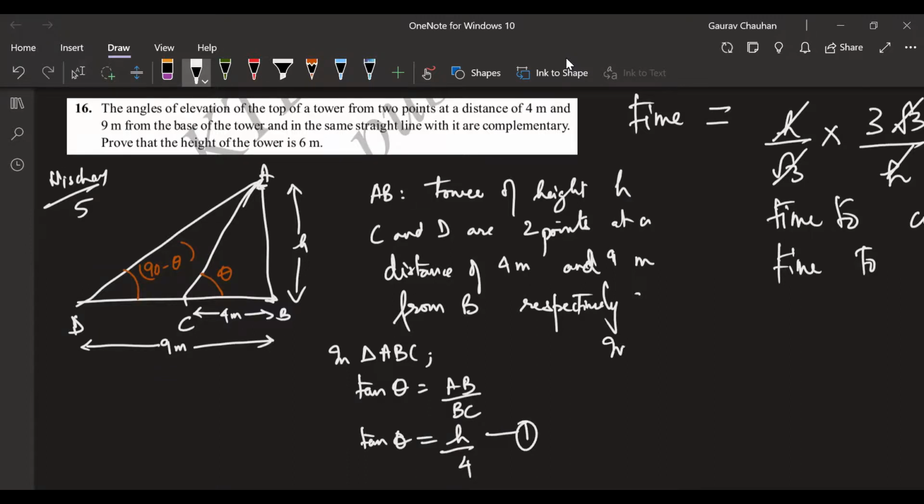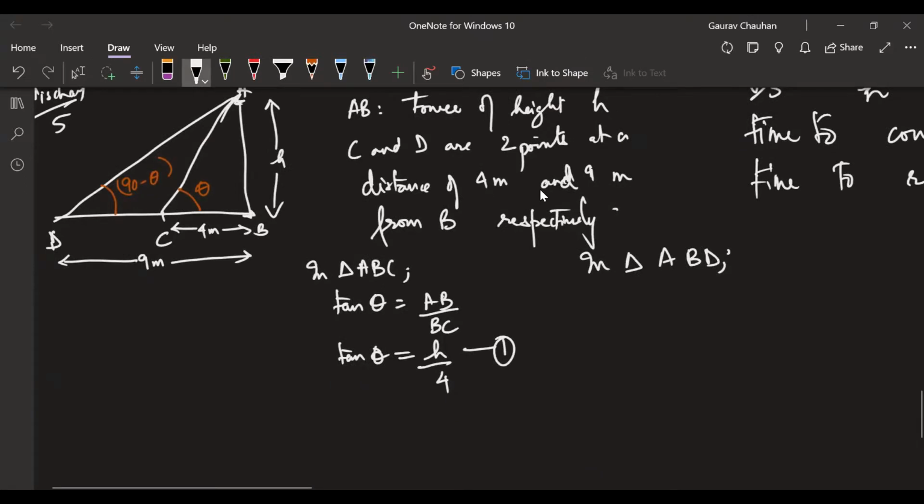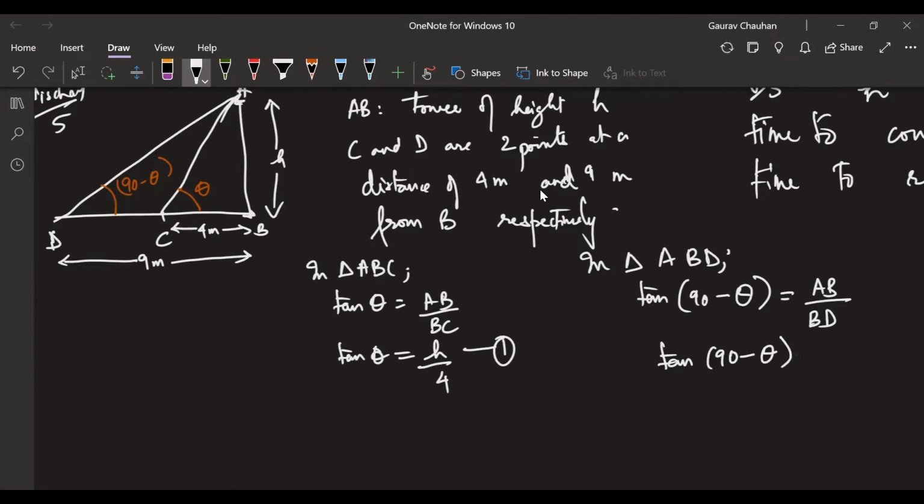That's my first equation. In triangle ABD, what do I get? In triangle ABD, I get tan of what? Tan of 90 minus theta, basically tan B, right? Tan of 90 minus theta is equal to AB by BD. So tan of 90 minus theta is equal to AB is h by BD is 9. Can someone tell me where do I go from this?